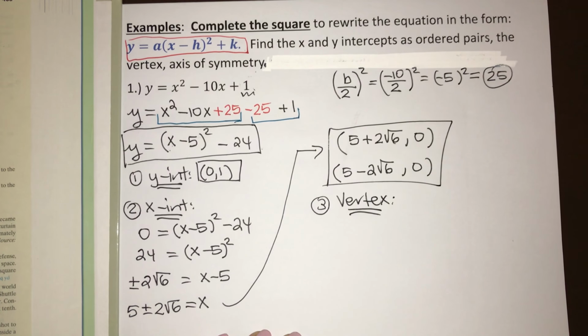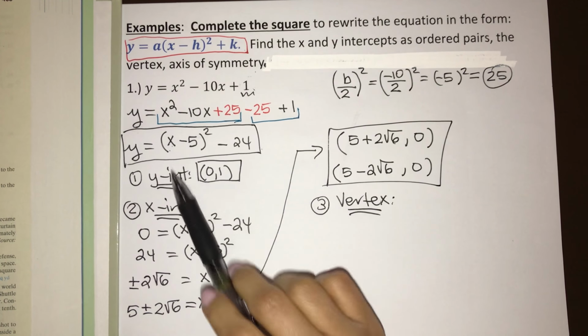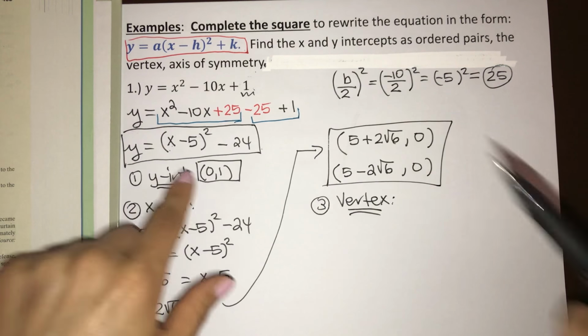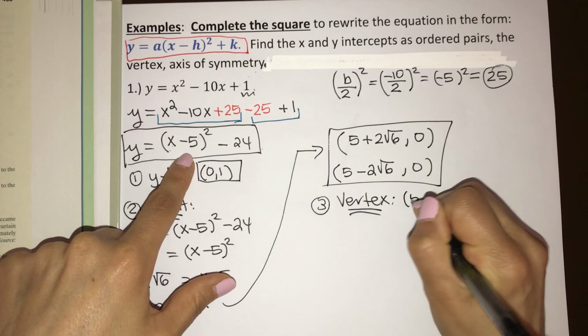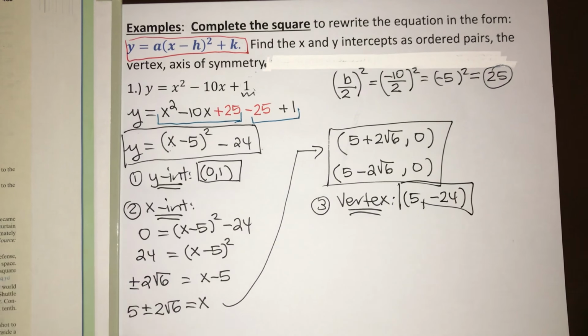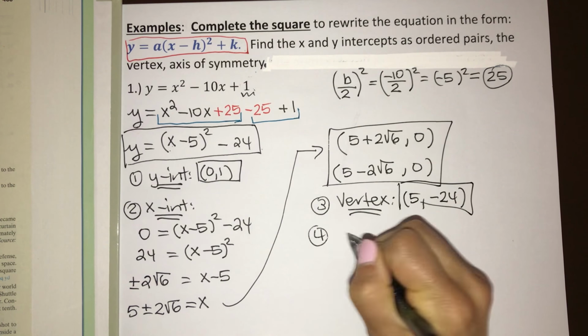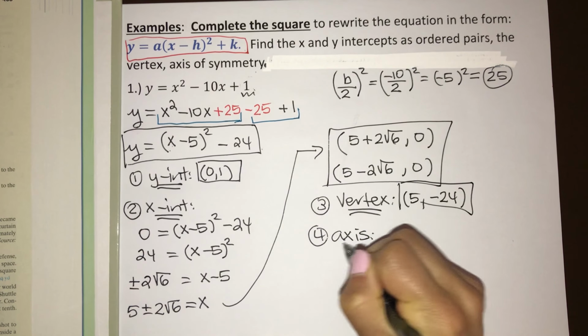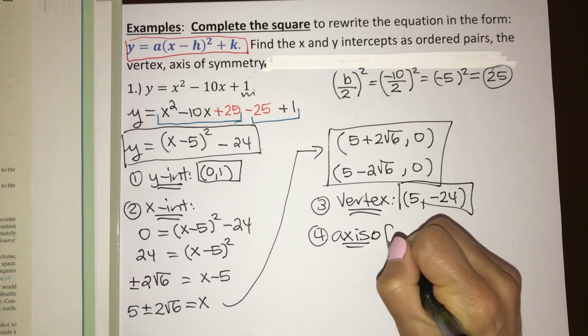Again, that's really quick. You look at your equation. So this is what I have here. It's going to be positive 5, comma, negative 24. That's the vertex. And the axis of symmetry, we get that from the vertex.